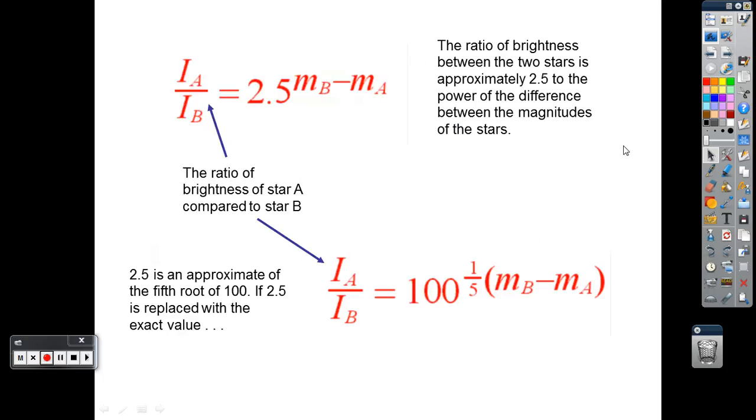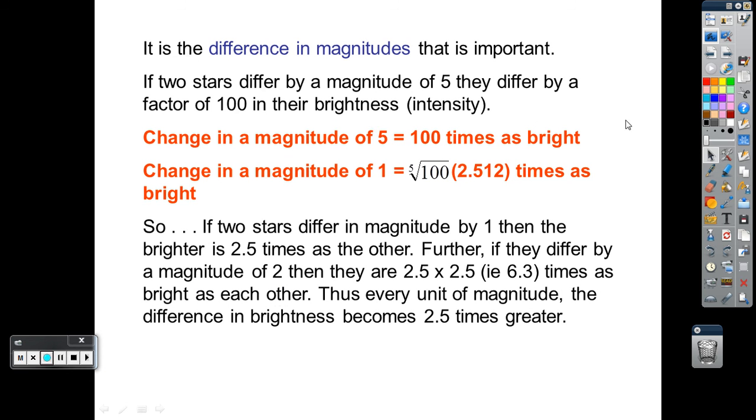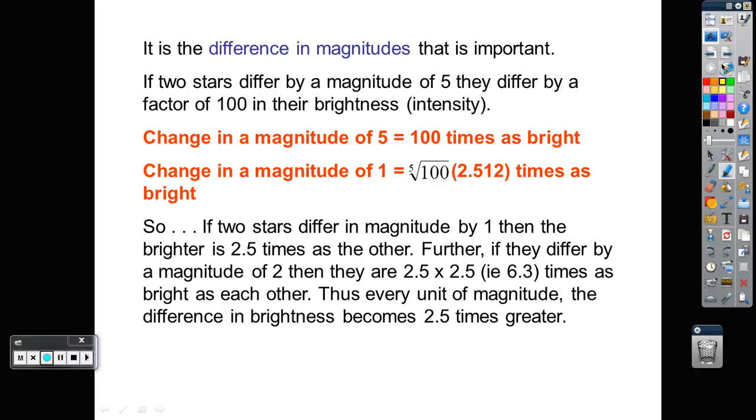Going back now, we remember that our definition of the magnitude scale was that a difference of 5 means it's 100 times as bright. Now, why did we do that? It's just a mathematical construct. If we were to work out what a difference of 1 would be, it's a fifth root. So a difference of 1 would be 2.5 times as bright. So for every difference of 1 magnitude, it's 2.5. It's not exactly 2.5, it's 2.512, which is the fifth root of 100, but we can get rid of those numbers there. Okay.